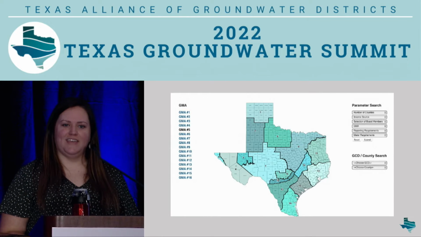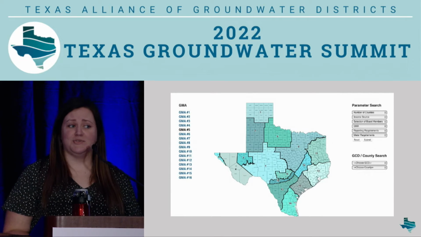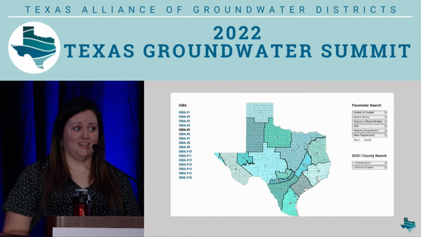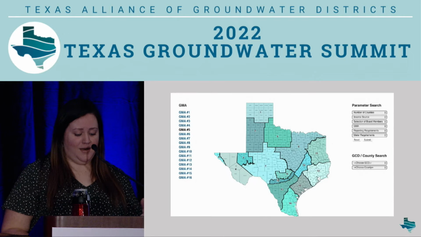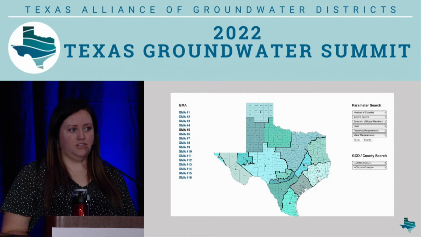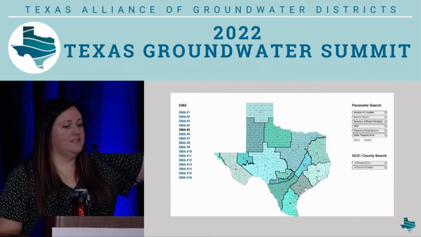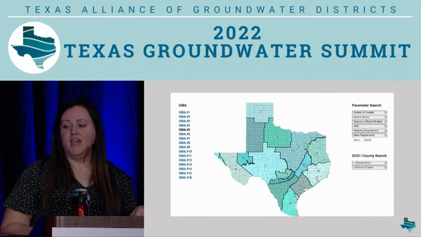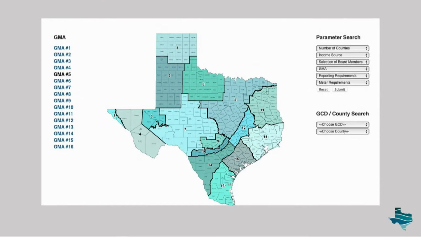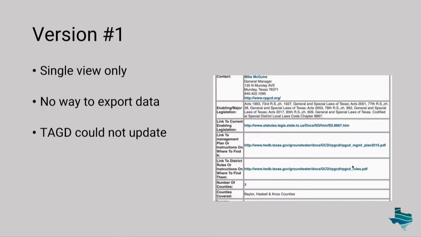So it got the job done for a while. It has kind of awkward navigation. You have to click on a GMA first, which is great if you're in the groundwater world and you know exactly what GMA you're looking for. And there were only so many parameters you could choose from. Those are listed on the right side of the screenshot I have here. So there was only so much it could do.